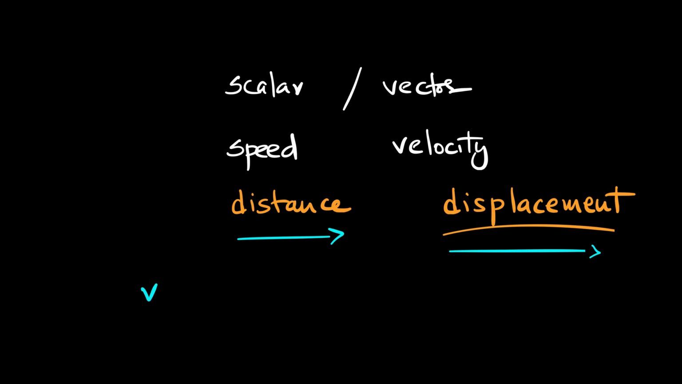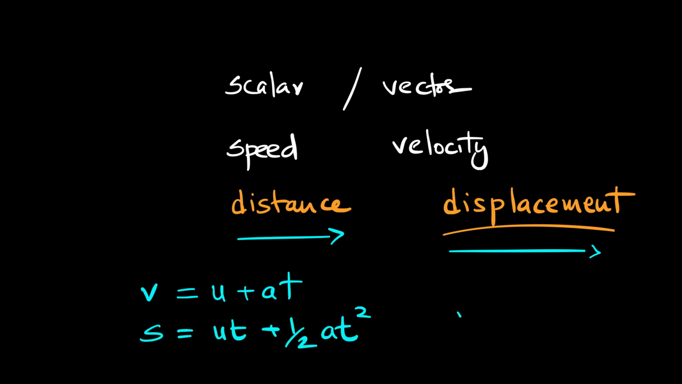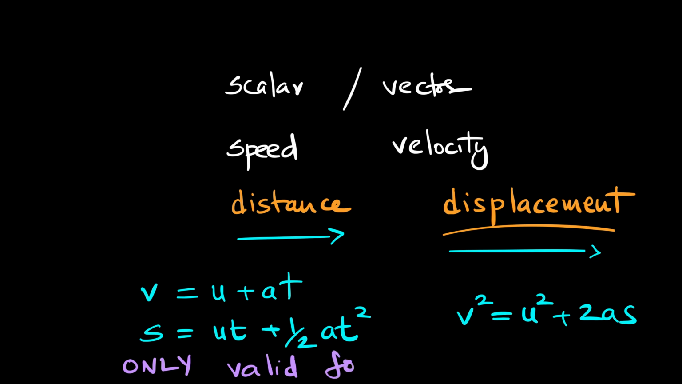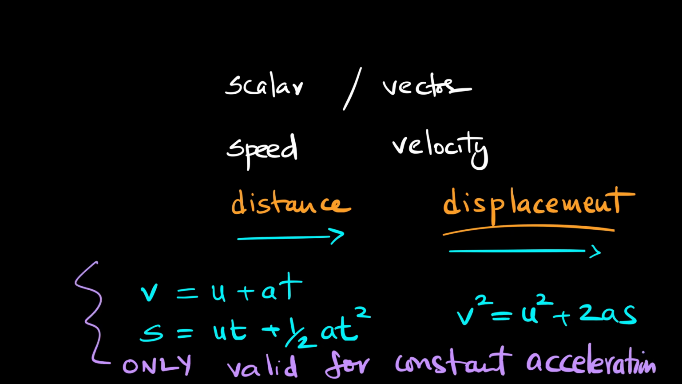And then we came across equations of motion. V is equals to u plus at, s is equals to ut plus half at square, and v square is equals to u square plus 2as. They are only valid for constant acceleration. And in the videos that are coming up, we will be using these equations of motion to solve questions for the unknown variable. So that was the gist of this particular video.